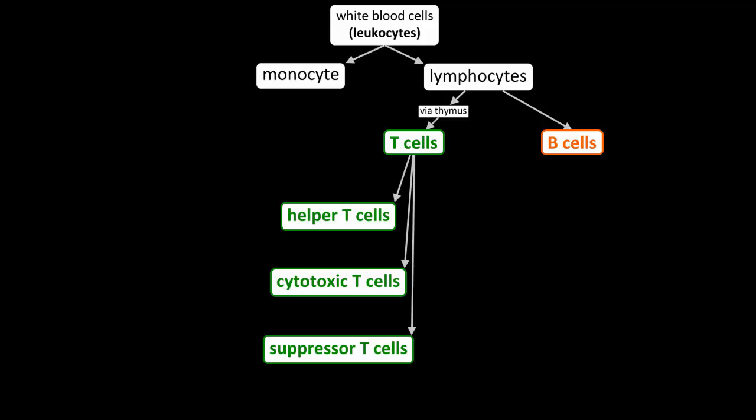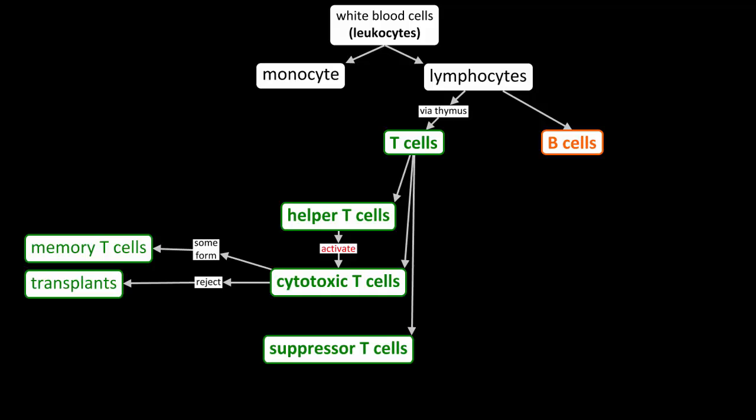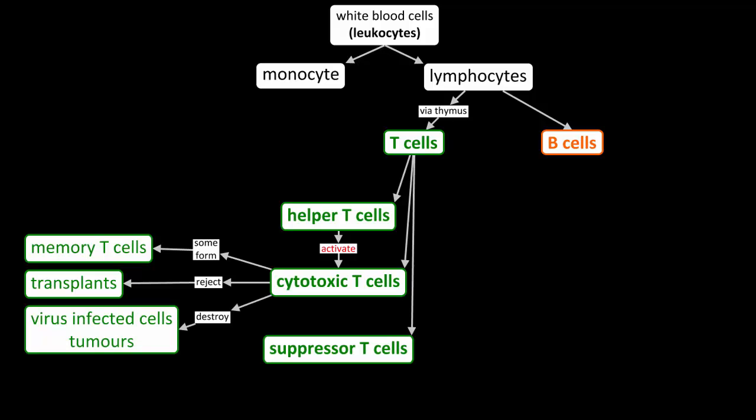The helper T cells are particularly important. They activate the cytotoxic T cells, and the cytotoxic T cells themselves, some of them form memory T cells which will remember pathogens when they meet them later. The same cytotoxic T cells also cause the rejection of transplants. They also destroy virus-infected cells and tumours.